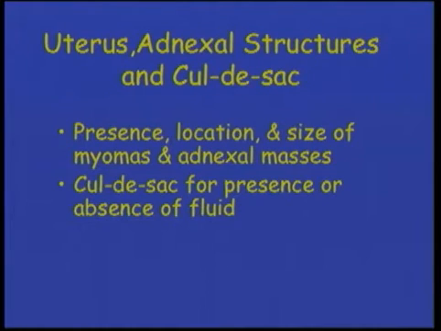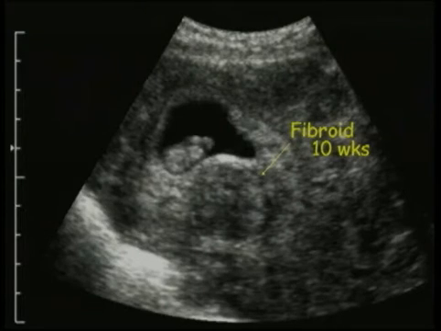The guidelines tell us that we should look at the uterus, the adnexal structures, and the cul-de-sac for presence, location, and size of myomas and adnexal masses, and that we should look in the cul-de-sac for the presence or absence of fluid. Here we can see a small fibroid sitting right behind this gestational sac at 10 weeks gestational age.